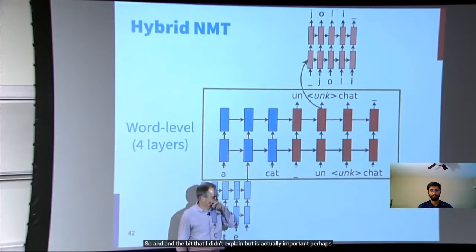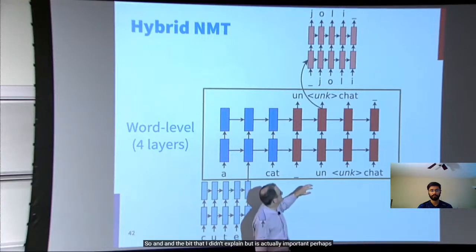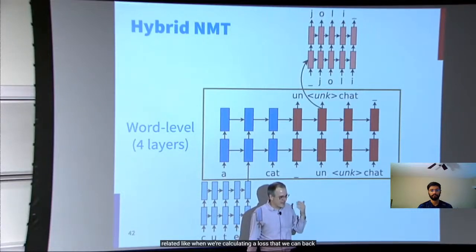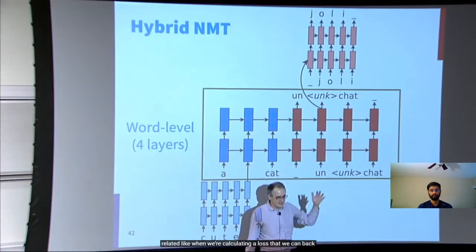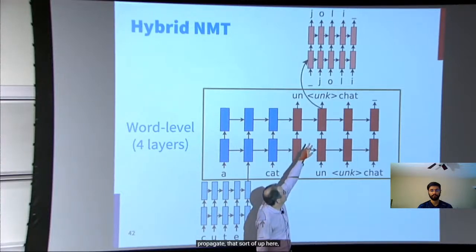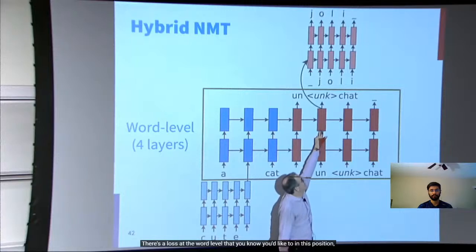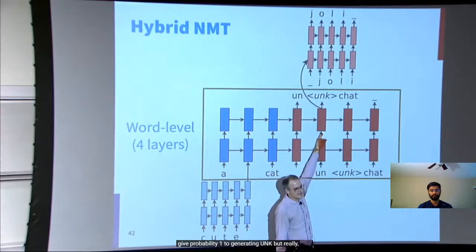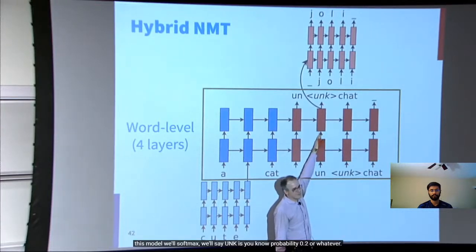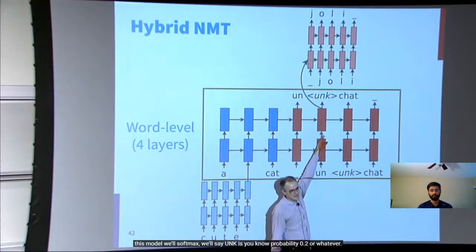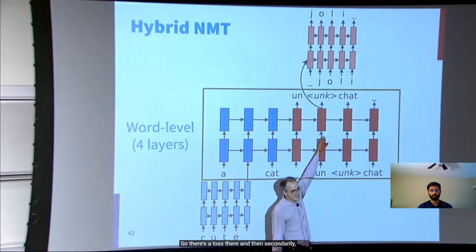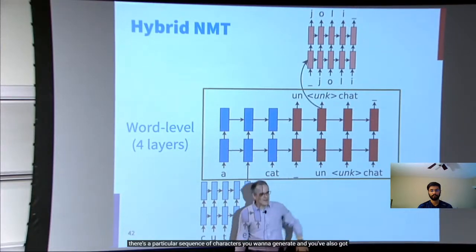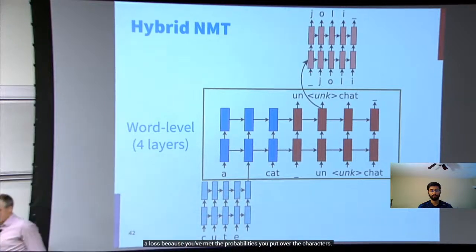And the bit that I didn't explain, but is actually important and perhaps related, is that when we're calculating a loss that we can backpropagate, up here there are 2 losses. There's a loss at the word level, where you'd like in this position to give probability 1 to generating unk, but really the softmax will say unk is probability 0.2 or whatever. So there's a loss there. And then secondarily, there's a particular sequence of characters you want to generate, and you've also got a loss because of the probabilities you put over the characters.